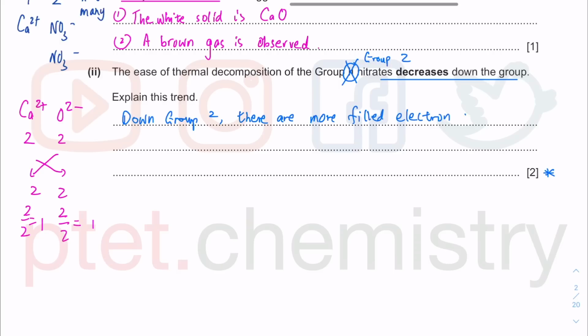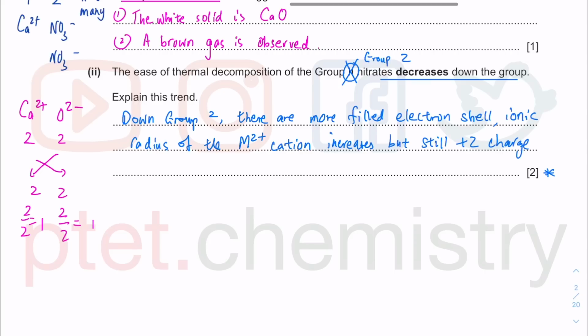And what does this have to do with it? We can say the ionic radius increases. The ionic radius of the M2 plus, because all the group 2 elements exist as M2 plus cations in their group 2 nitrates, will increase. They will get bigger, but still the same charge, still plus 2 charge.